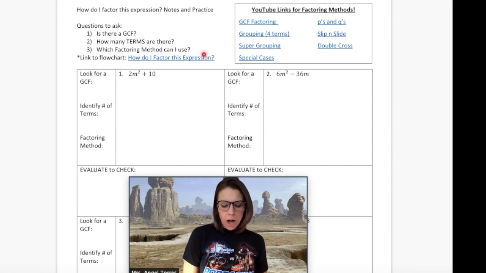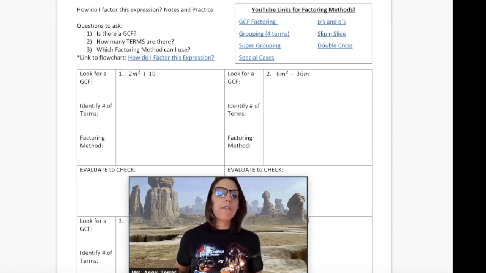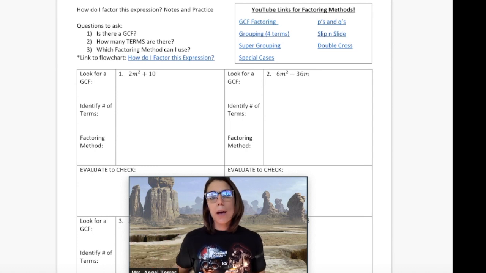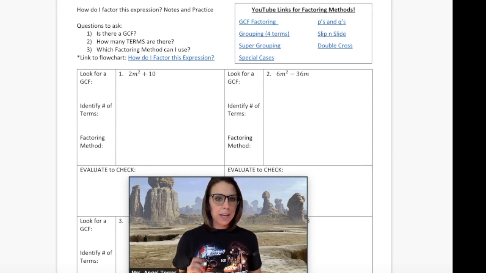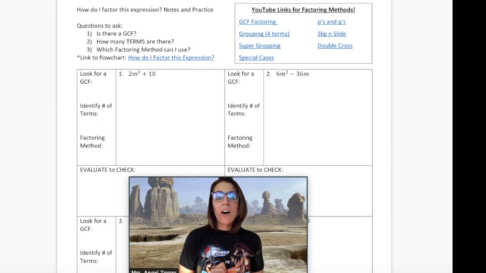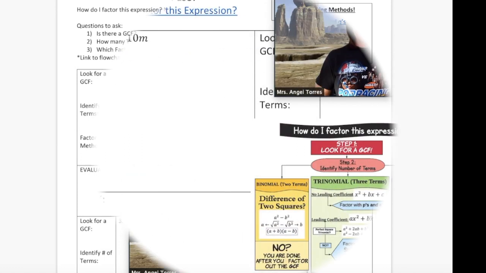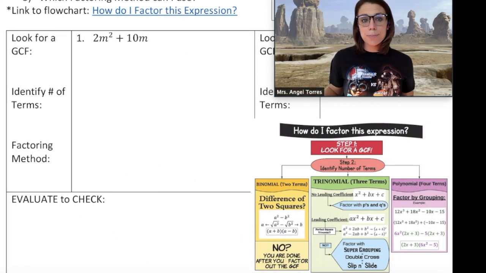The second link on this document is the How Do I Factor This Expression link. And that takes you to the flow chart that we just used that we're going to be going back and forth between. The third thing that I want to point out on this worksheet is how we are going to check on this page. We're actually not going to multiply to check anymore. We are going to evaluate to check. So let's go ahead and get started with expression number 1.